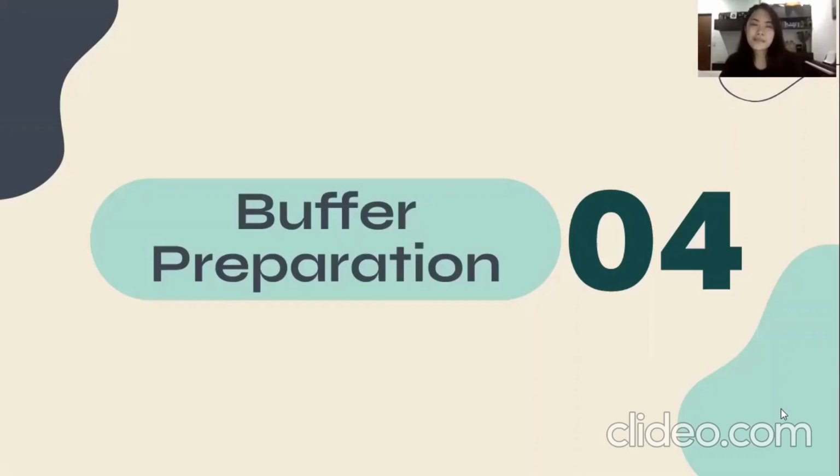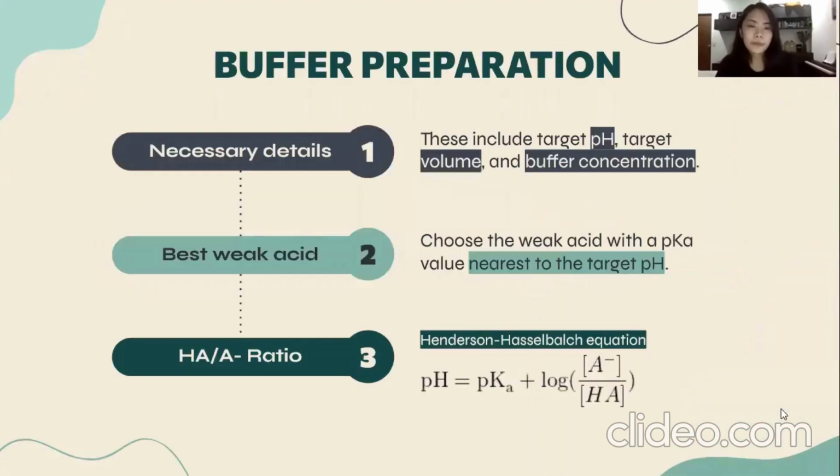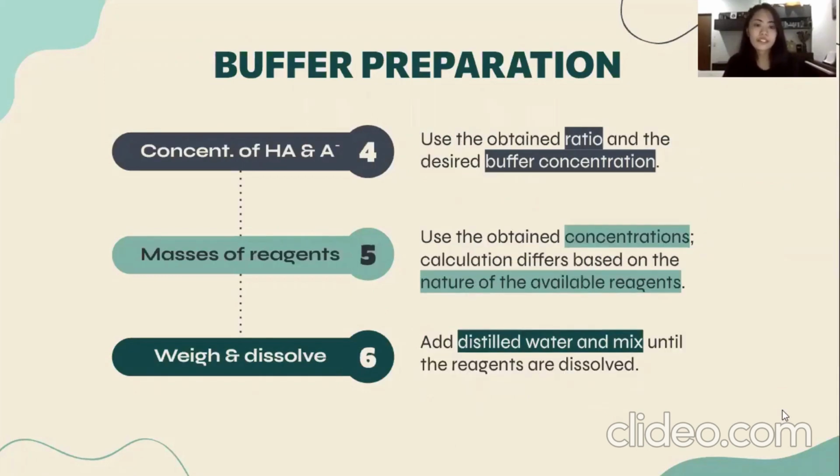Now we'll be discussing the steps, methods, and calculations involved in buffer preparation. Buffer preparation begins with obtaining the necessary details for the target characteristics of the buffer. These include the pH, volume, and concentration. Then a weak acid appropriate to the buffer is chosen, especially based on its pKa value. Then the Henderson-Hasselbalch equation is used to calculate the ratio of the weak acid and its conjugate base. This ratio is then used to calculate the individual concentrations, and this is then the basis for the masses of the reagents. Note, however, that the specific calculations are dependent on the nature of the available reagents.